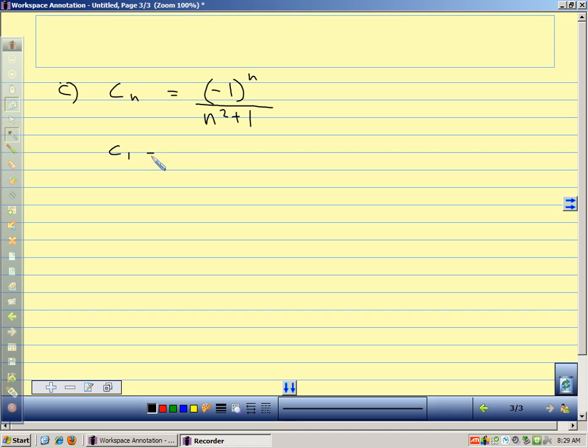C sub 1 is minus 1 to the first power over 1 squared plus 1, which is minus 1/2. C sub 2 is minus 1 squared over 2 squared plus 1, which is 1/5.